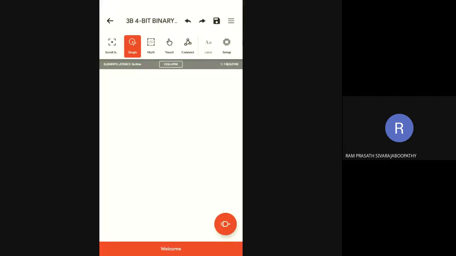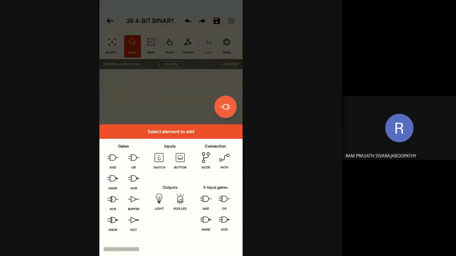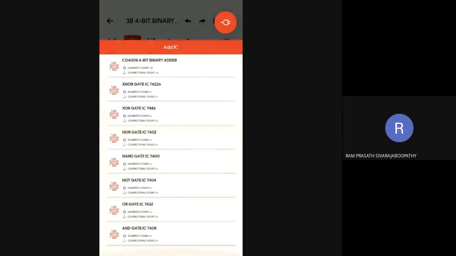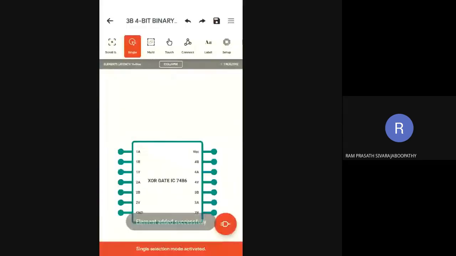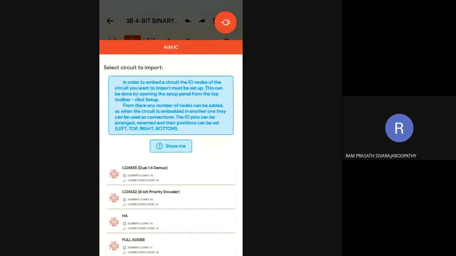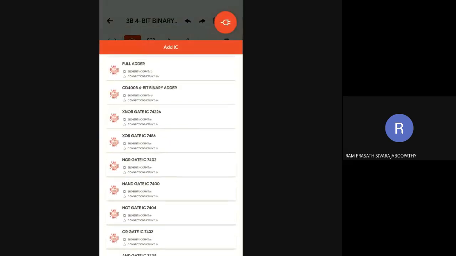Okay, so what are the ICs we need now? Kindly type it in the chat. We are going to conduct this experiment alone. Yes, XOR gate we know. So I am going to go for IC. Going to the IC, what am I going to do? Going to take XOR gate. And XOR gate is taken. What about the another IC I have to use? 4-bit binary adder. Do you remember the number I told? CD 4008, 4-bit binary adder.